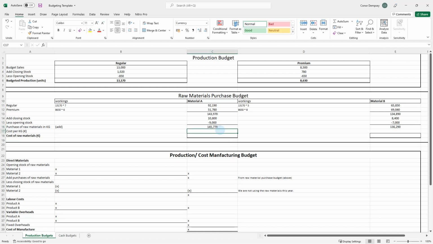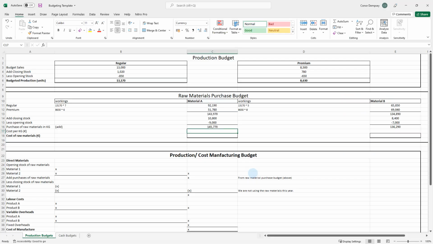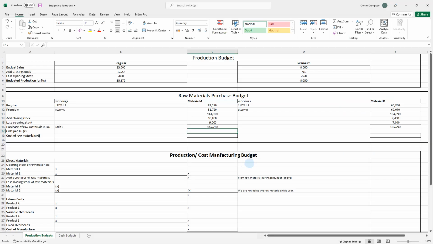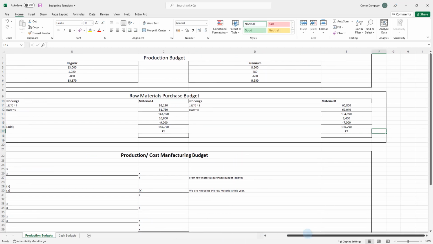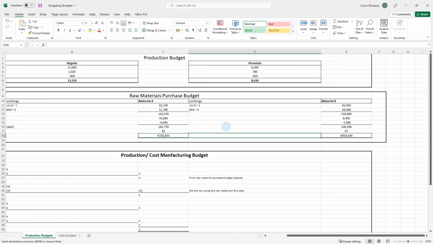Now we look at the cost of raw material per kg. This is what we need to buy. This is a raw materials purchase budget. So we're going to be using these costs here, €5 for A, €7 for B. So the one time you want the euros, they do come up. Cost of raw materials is then the €5 by how many we need to purchase. And I will copy the formula over here. And those are our amounts.